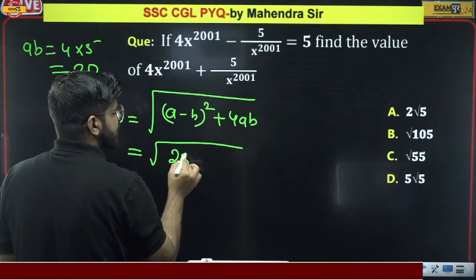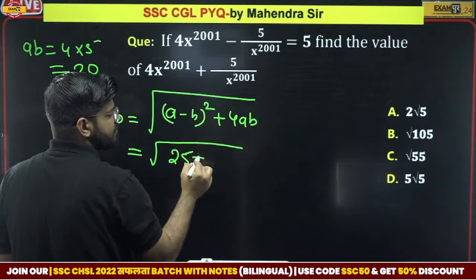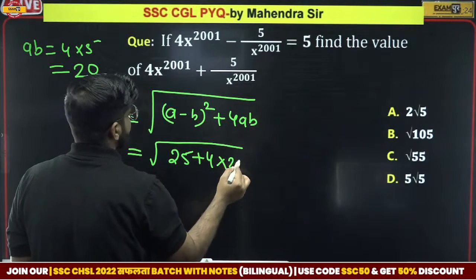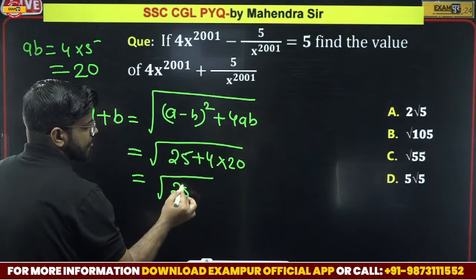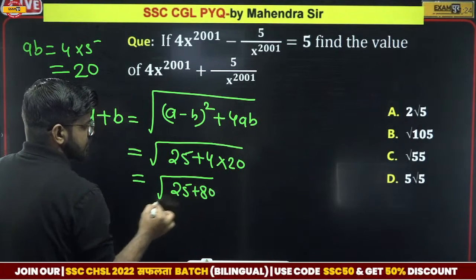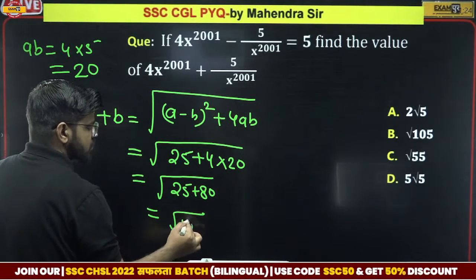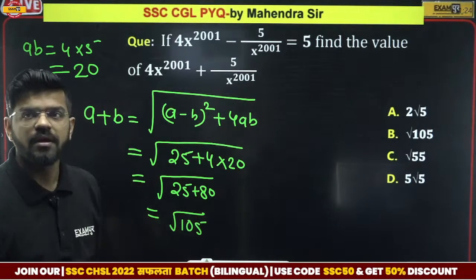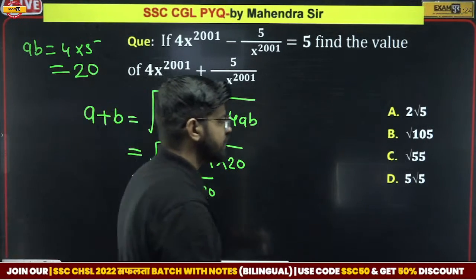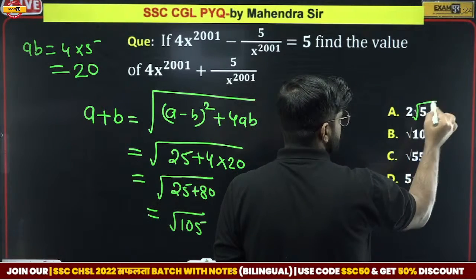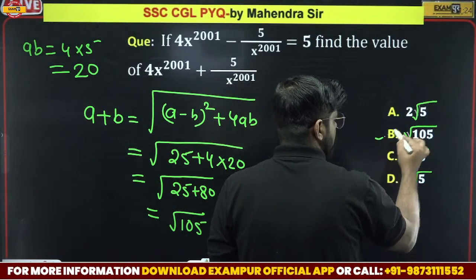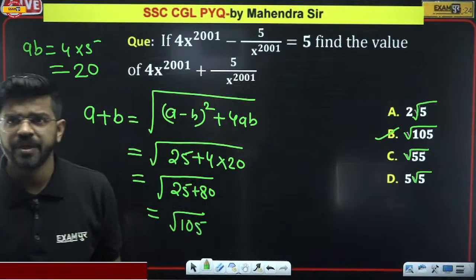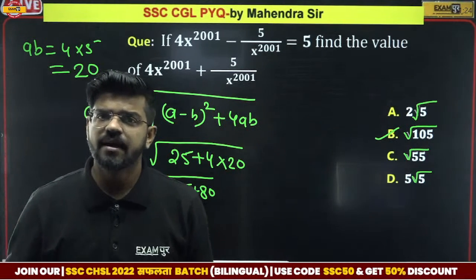So there will be 25. 5 square will be 25 plus 4 into 20. Plus 4 into 20. So 25 plus 80. And my answer will be 105. What is the answer? 105. Under root 105. So this is option number D. Option number B is my right answer.